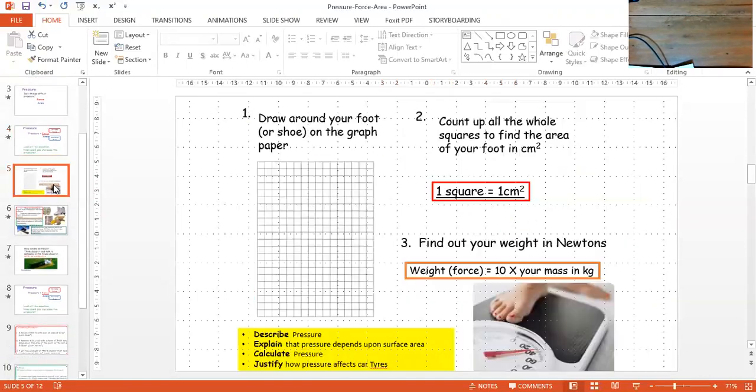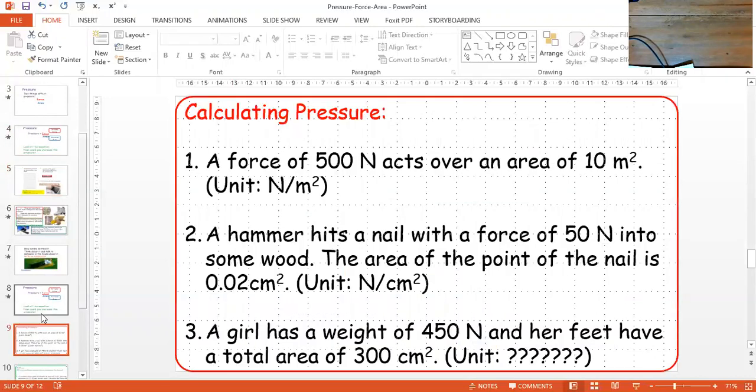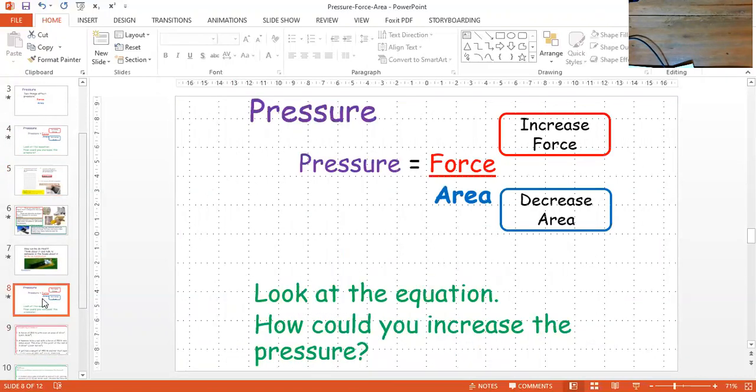So you've done your practical, you've got out your 1 centimetre squared paper, you've drawn around your foot, you've weighed yourself on the bathroom scales and adjusted it to find your actual weight, which is your mass times 10, and you've been able to calculate the pressure you exert on the floor when you stand on one leg and hopefully on both legs. So we're just going to look at some calculations. We've just got to remember this, and this is that pressure is equal to force over area.